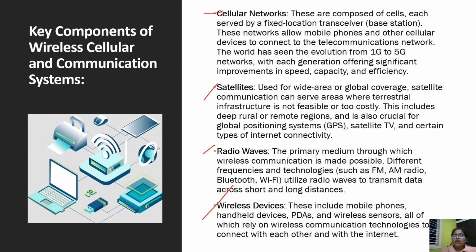First, let us see cellular networks. These are composed of cells served by a fixed-location transceiver base station. These networks allow mobile phones and other cellular devices to connect to the telecommunication network. The base station, a fixed-location transceiver, acts as both a transmitter and a receiver, and this is called a transceiver. This device is connected to the telecommunication network.